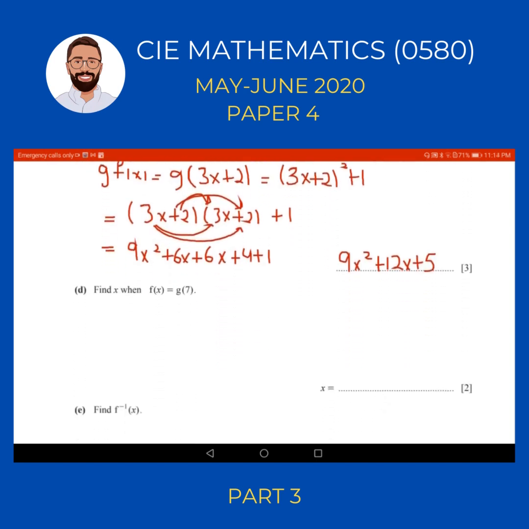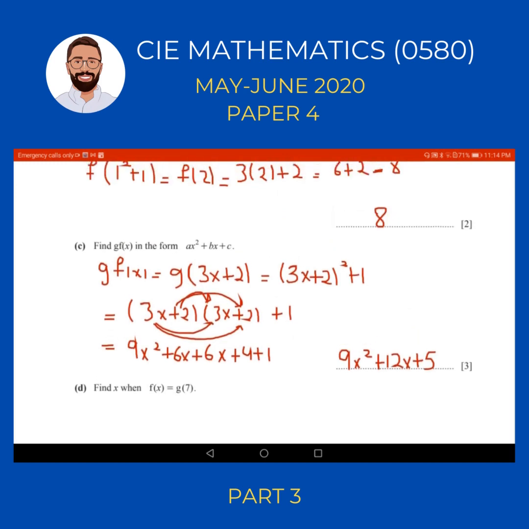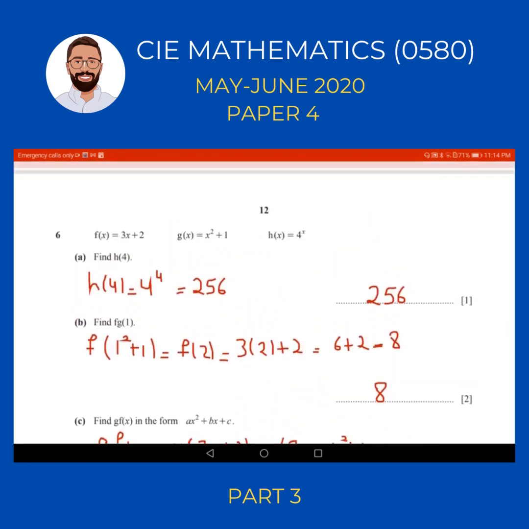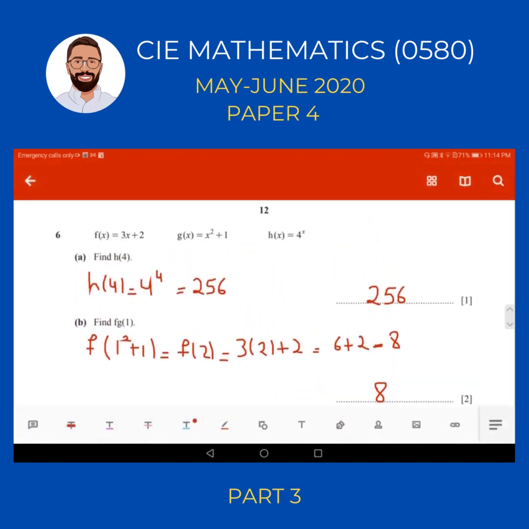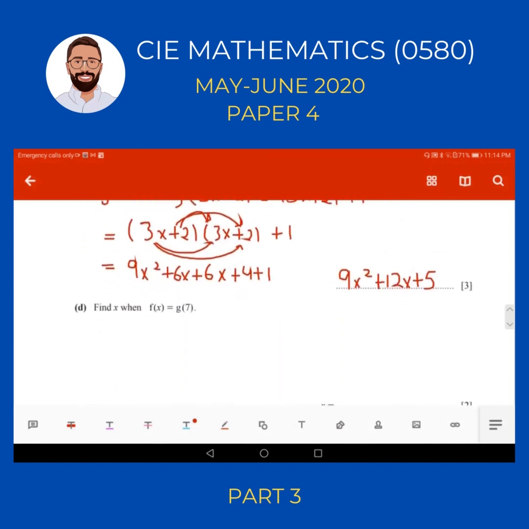Now in part D, we need to find x when f of x is equal to g of 7. Now what's g of 7? So we need to substitute 7 into the function g of x. So it becomes 7 squared plus 1, which is 50. So g of 7 is 50.